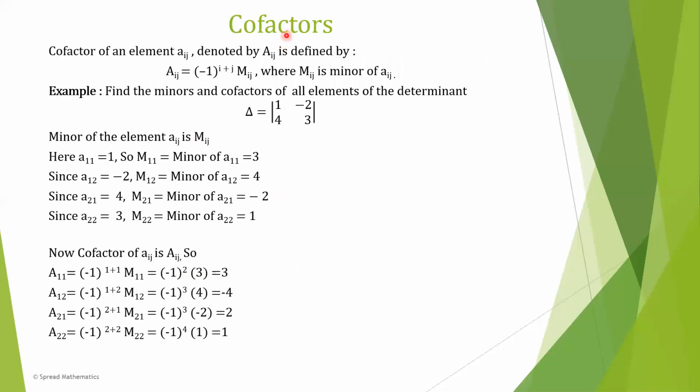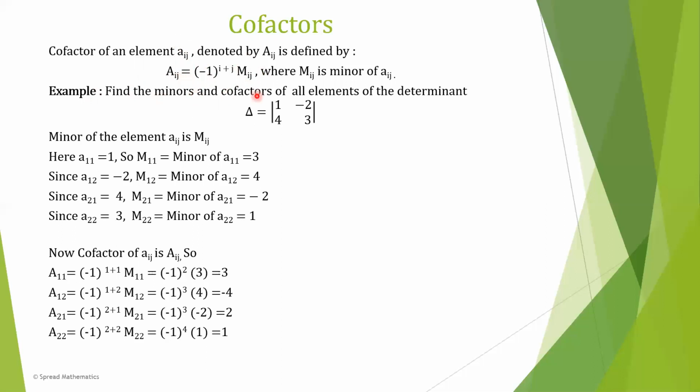Now cofactors. The cofactor of an element aij, denoted by Aij, is defined by Aij equal to minus 1 to the power i plus j into Mij, where i is the row number and j is the column number and Mij is the minor of element aij. Now examples.